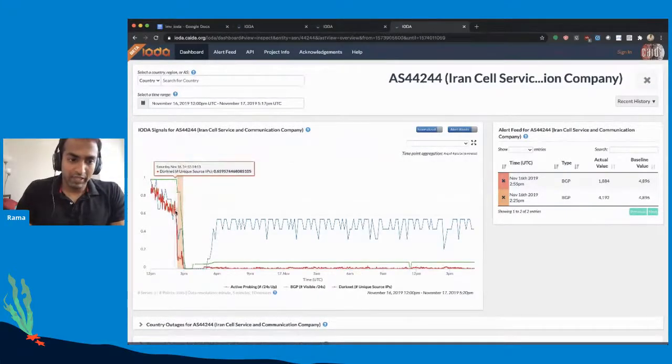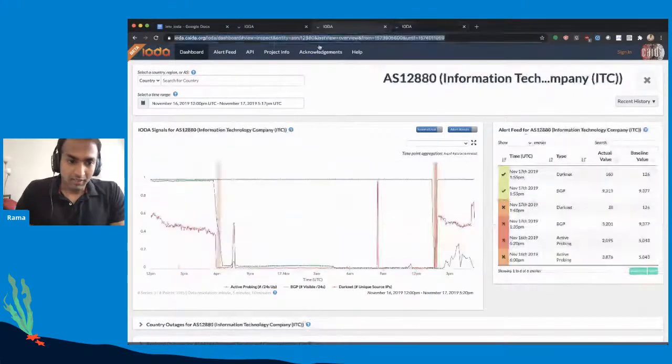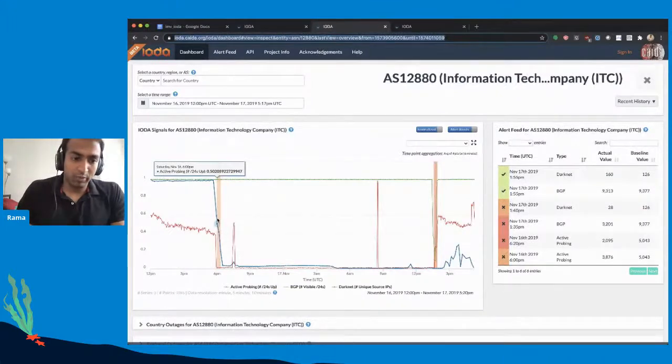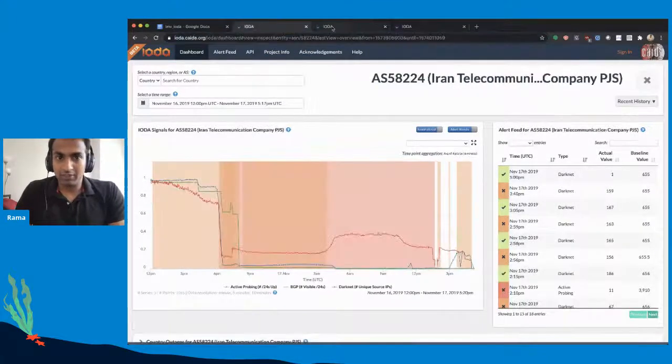So if I look at that same time range, but for Iran Cell, you'll notice here that the outage began much earlier. The outage began around 2 p.m. over here for Iran Cell. And this is different from the outages that seem to begin around 6 p.m. in these other 2 ASs.